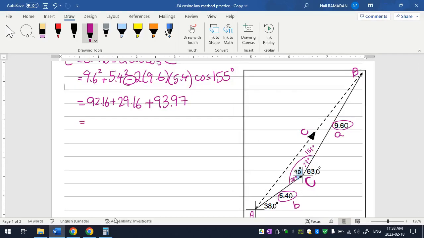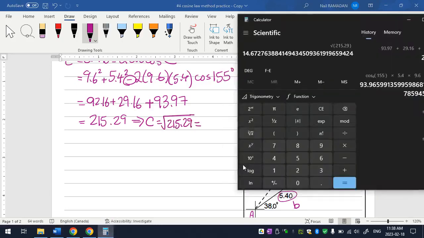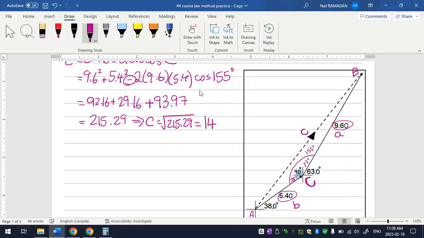So the whole thing is 29. Yeah. So that means my C is the square root of all of this, which will be now taken to 3 sig figs. So I'm just going to square root this. I'll get 14.67 or 14.7. So 14.7. And no units because I didn't include any units in the original diagram.